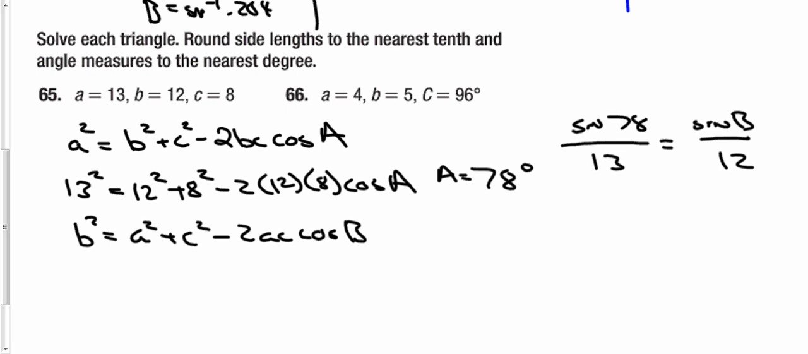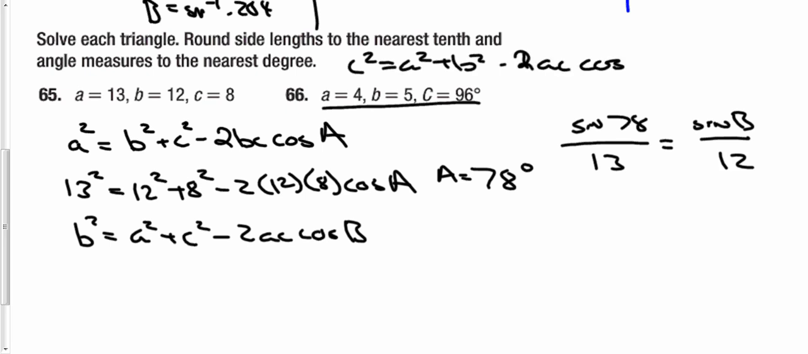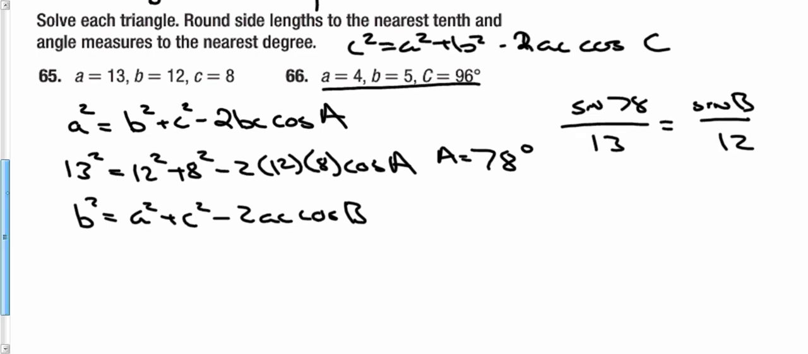And then to solve C, I'm going to use the law of cosines. In fact, now I'm going to solve for C first because that's the only side I don't know. And I'm going to use c squared is equal to a squared plus b squared minus 2ab cosine of C. And I have all those pieces except for c squared. So just plug them in and solve.